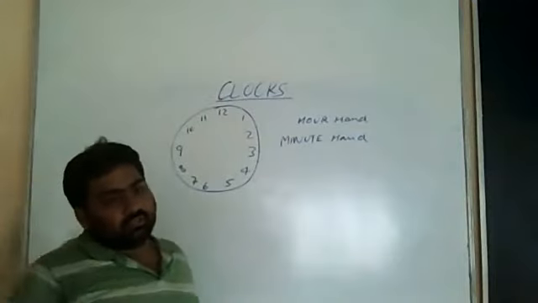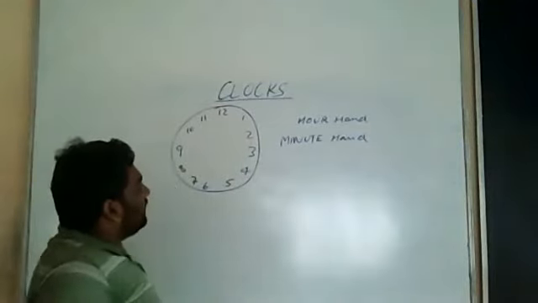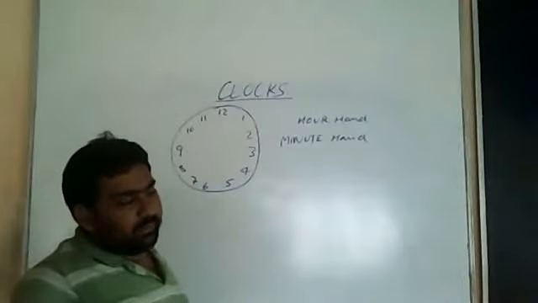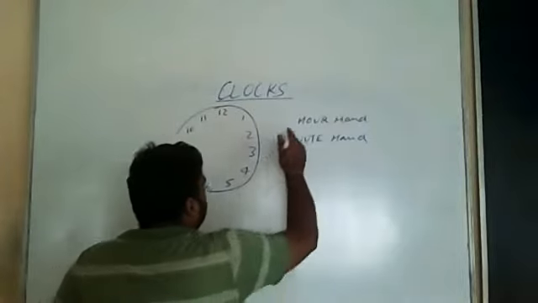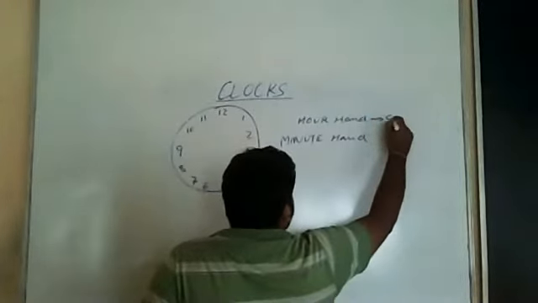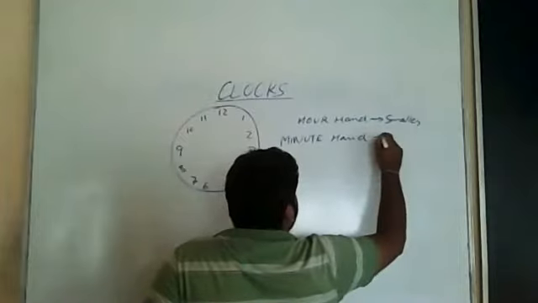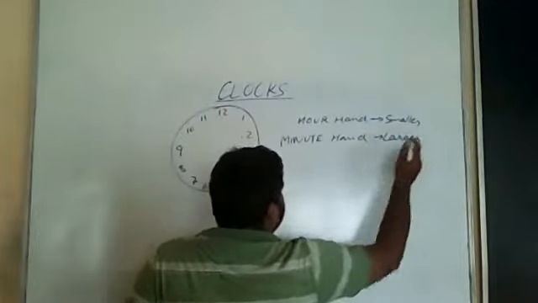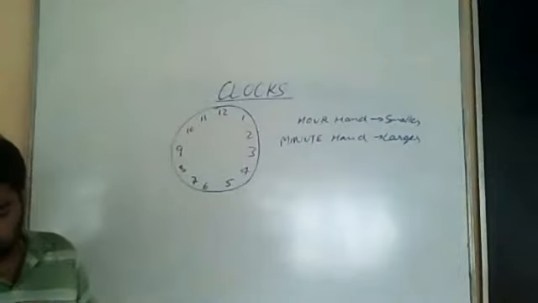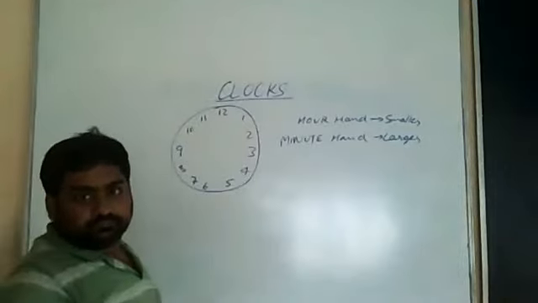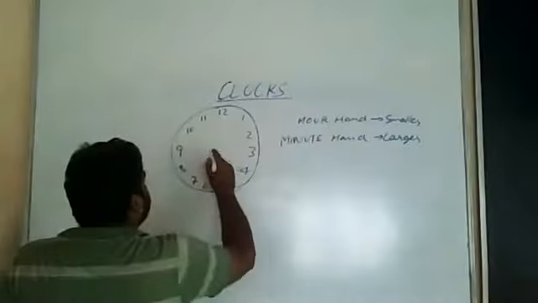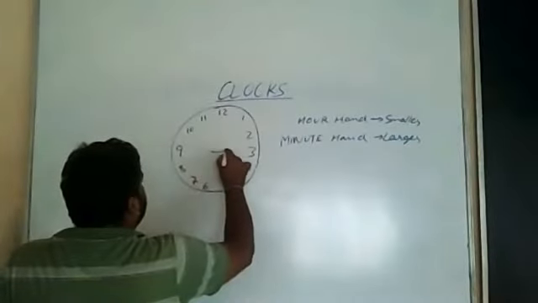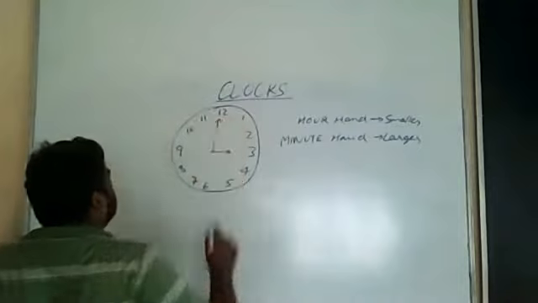We deal with only 2 kinds of parameters, that is the hour hand and the minute hand. The hour hand is always smaller and the minute hand is always larger. You have seen this, right? For example, if it is 3 o'clock, then it will be something like this.